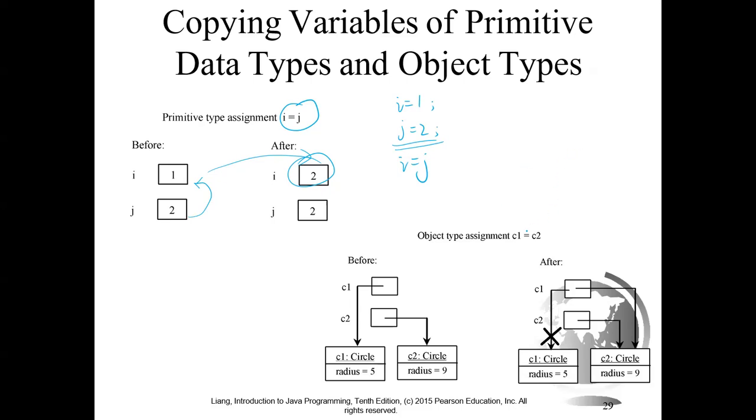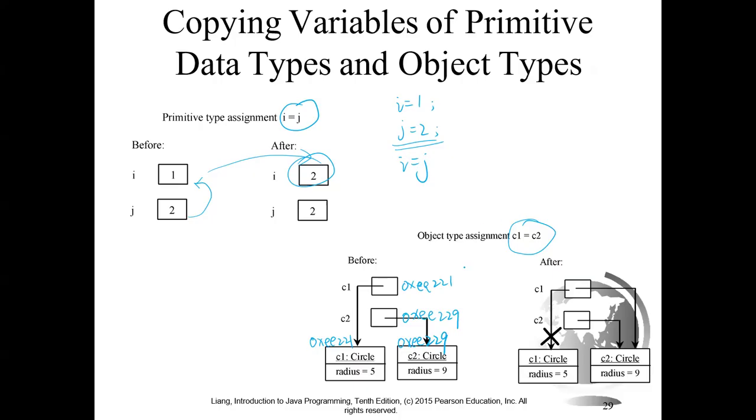But what if we are copying reference types, object types? Suppose before, the first one, c1, the reference, right? c1 is pointing to 0xEE221, right? And here the Circle c2, c2 is pointing to 0xEE229. That means the address for this one is 0xEE221. The address for this one is 0xEE229.